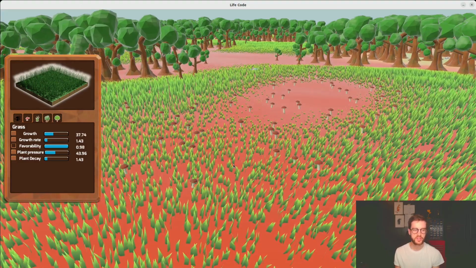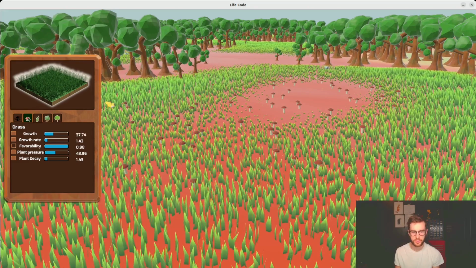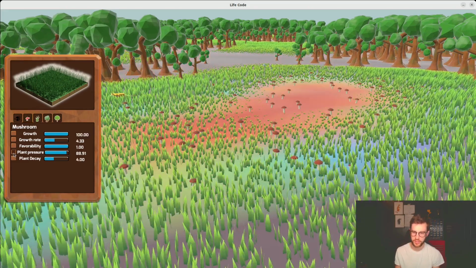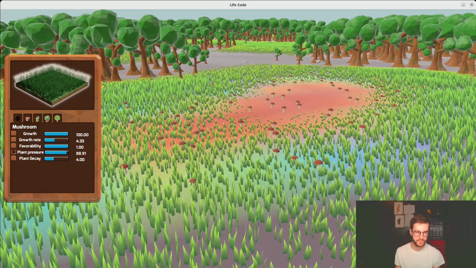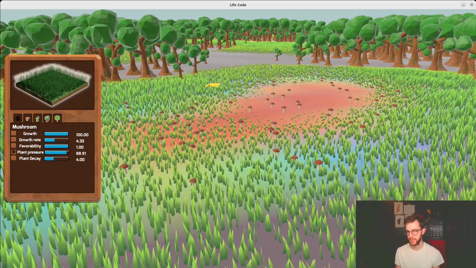It's not always intuitive why certain plants grow better than others, but it has to do with the combination of plant favorability, plant pressure, and the plant profile, which all together give rise to a fascinating and adapting world.